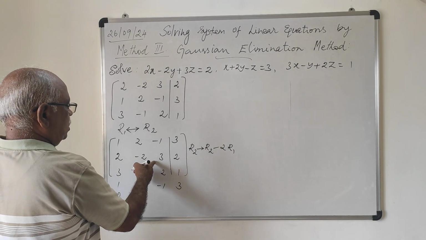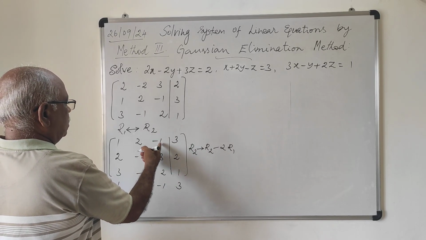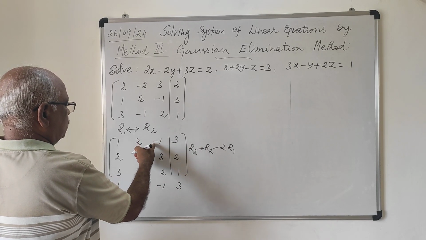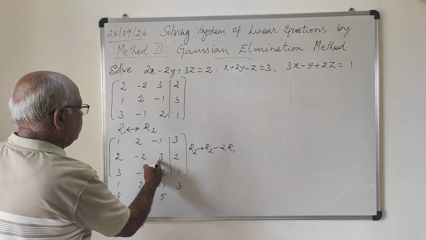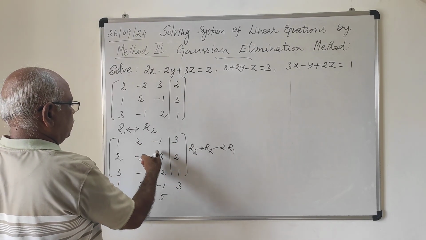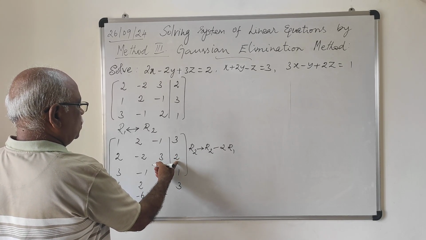And R2 is 3. And 2 times of R1 is 2. 2 into 1 is 2. Minus 2, minus of minus plus 2. 3 plus 2, 5. Because 3 minus or minus 2 is plus 2. 3 plus 2, 5. And this is R2 is 2.